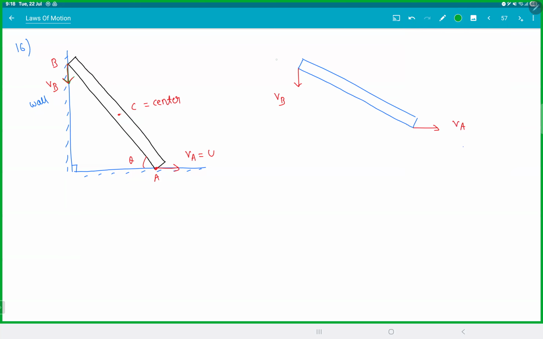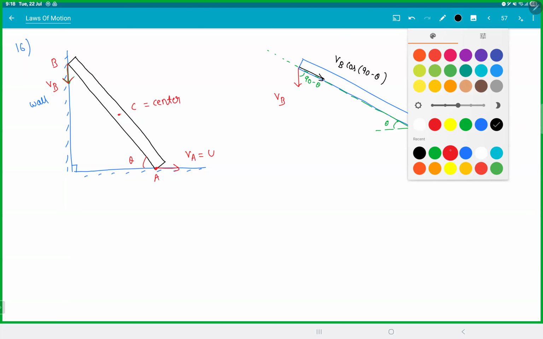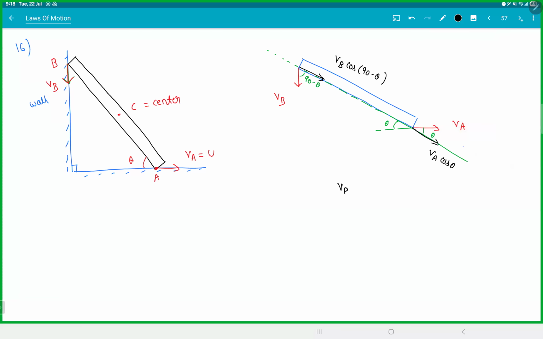Then what's the next step? Draw a line joining A and B. If this is theta, this is theta, and this will be 90 minus theta. Then the components along the line joining must be the same. This component will be VA cos theta. This component will be VB cos(90 minus theta). Since the length of the rod cannot change, these two must be equal. So VB sin theta is equal to VA cos theta. Therefore, VB is equal to U cot theta.